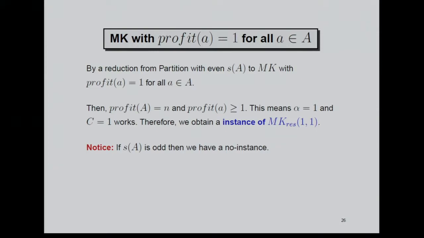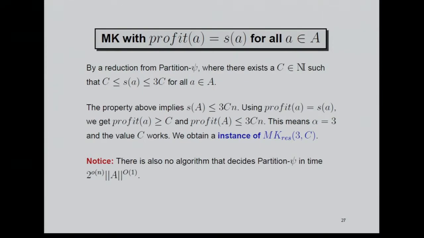The other case is a bit more complicated. You have to use an intermediate problem, a partition problem where the sizes are not too small and not too big. So you need a value c here where the sizes are between c and 3c. But you can construct this by a reduction from the partition problem also. That means you can also prove that there's no algorithm that decides the specific partition problem in this time.